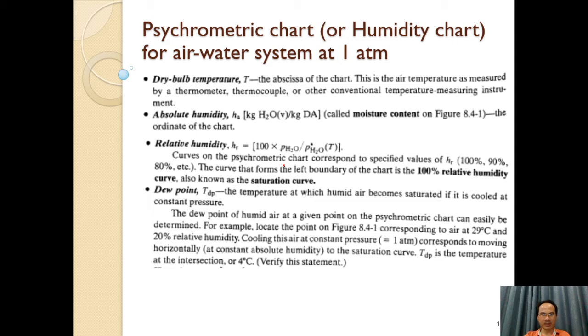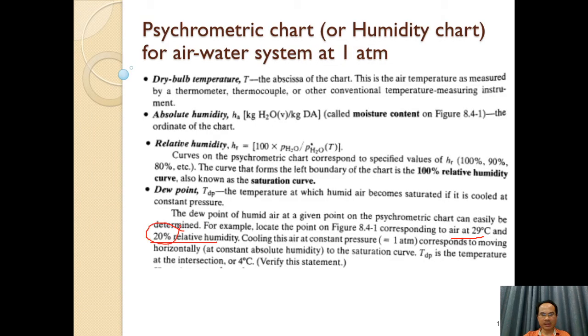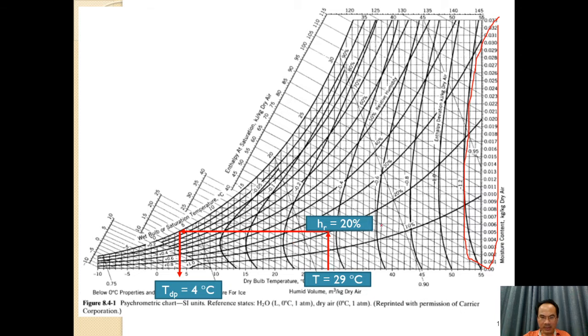How to determine the dew point temperature? The dew point temperature on the psychrometric chart can easily be determined. For example, if we locate air at 29 Celsius and 20% relative humidity, at 1 atm, you have to move to the corresponding curve. The dry bulb temperature is 29 degrees Celsius, and then you drag the vertical line to contact the relative humidity. Relative humidity is 20%. This line is for 20%.